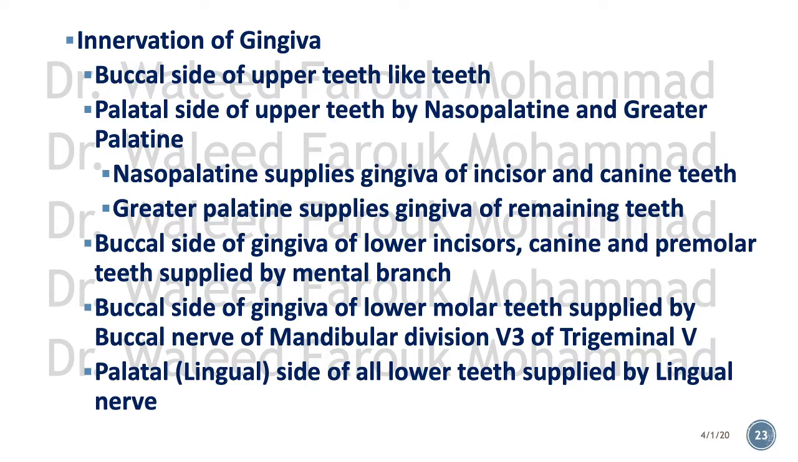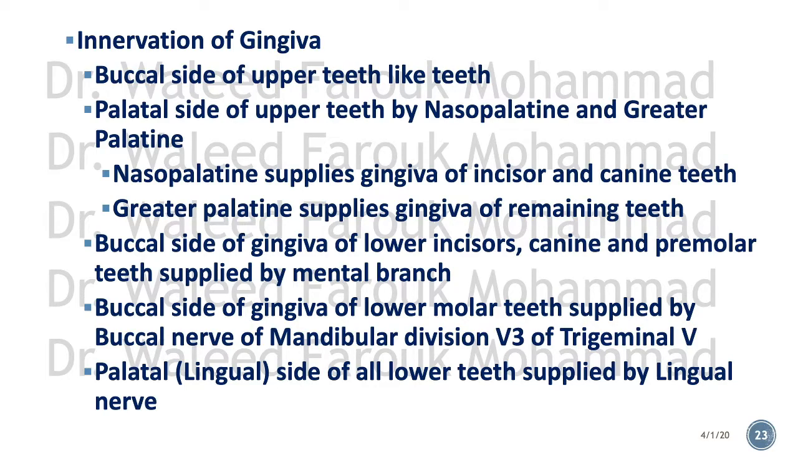The nasopalatine, of course, it's more anterior, so it supplies the gingiva of the incisor and canine teeth, while the greater palatine supplies the rest of the teeth, remaining teeth. The buccal side of the gingiva of the lower incisors and canine and premolar, lower teeth now, supplied by the mental branch of inferior alveolar. After the inferior alveolar exits the mental foramen as mental branch, the mental branch sends posterior branches to supply the gum backwards all the way till the premolars.